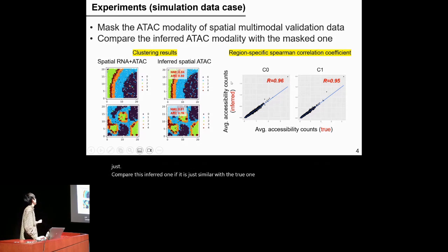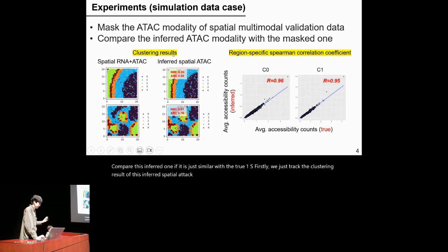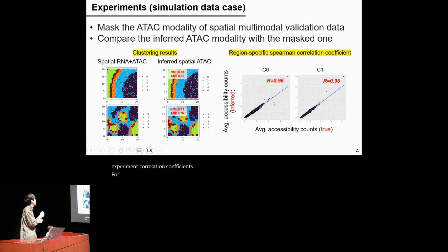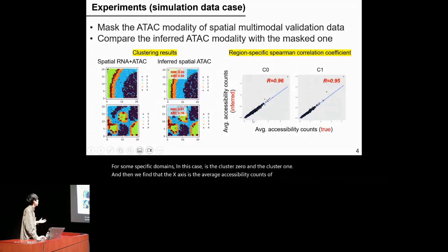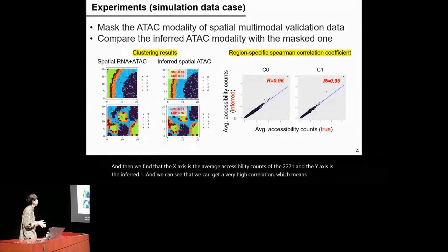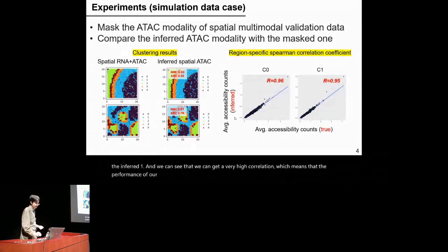Firstly, we check the clustering result of this inferred spatial ATAC, and we find that the clustering pattern is quite similar to the original one, with high NMI and ARI scores. Then we also checked the region-specific Spearman correlation coefficient for some specific domains, in this case cluster 0 and cluster 1. The x-axis is the average accessibility counts of the true one, and the y-axis is the inferred one. We can see a very high correlation, which means that the performance of our inferring model is very good.